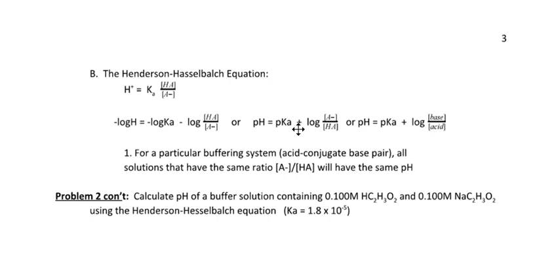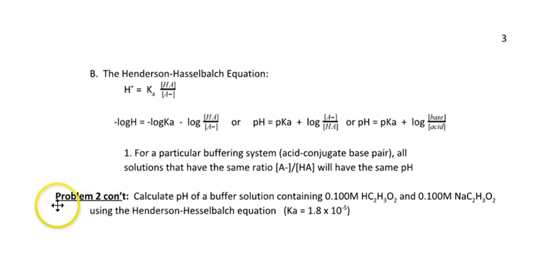So this is how I'll phrase it: pH is equal to pKa plus the log of the conjugate base over the acid, or the base of the conjugate acid. It doesn't really make that much of a difference. For a particular buffering system, the acid and conjugate base pair, all solutions that have the same ratio of the conjugate base and the weak acid will have that same pH.